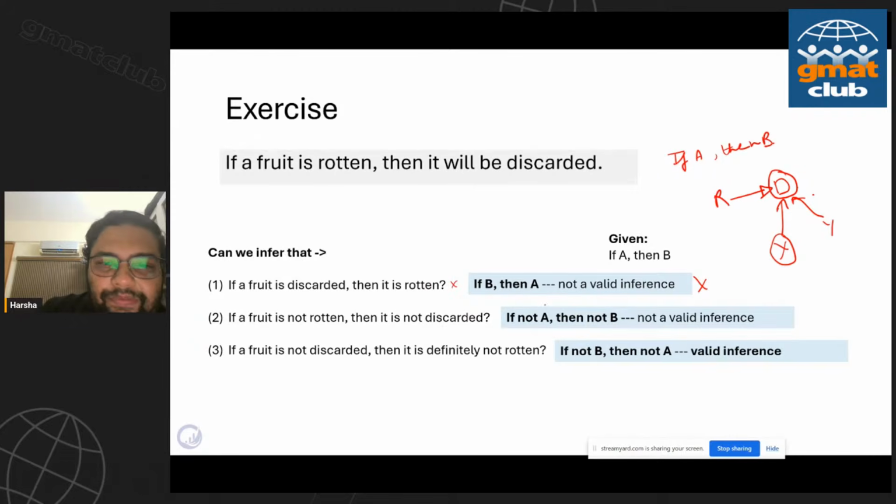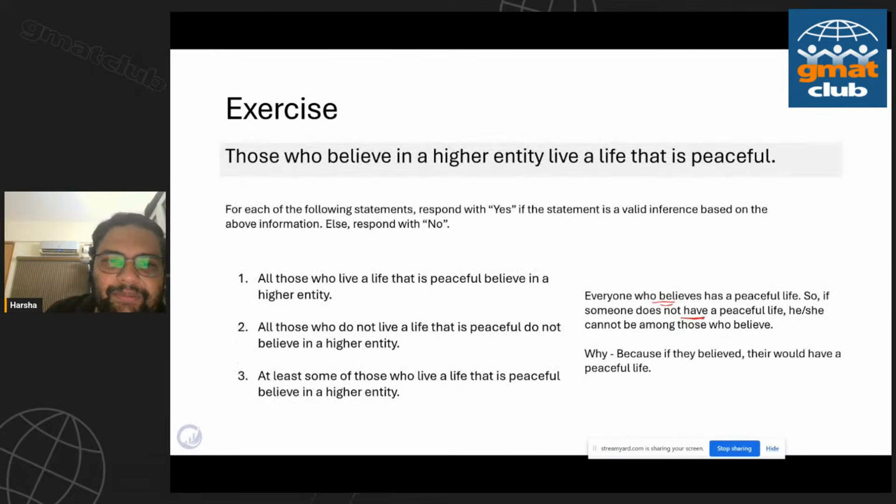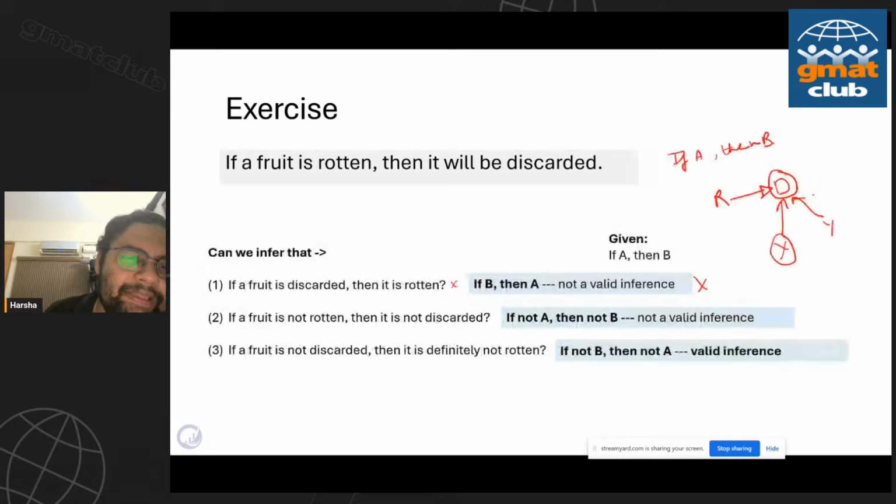What about the second one? If a fruit is not rotten, then it is not discarded. This is very similar to what we saw, right? If somebody is believing in a higher entity, that person is peaceful. But what do you know about the scenario where they do not believe in a higher entity? Nothing. In a very similar way, if a fruit is not rotten, what happens? We don't know. Maybe it's going to be discarded. Maybe it's not going to be discarded. We have no idea. This is also not a valid inference.